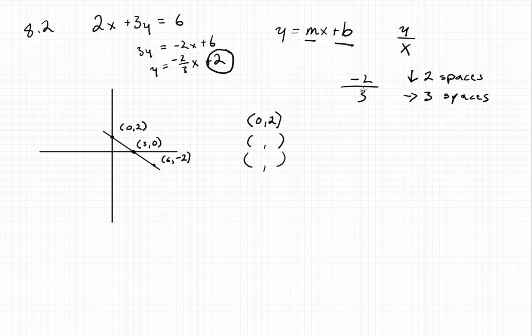So let's take the x side. The x is a positive 3. Okay, so 0 plus 3 is 3. 3 plus 3 is 6. Negative 2, so we're going to apply negative 2 to the y side. 2 minus 2 is 0. 0 minus 2 is negative 2. Aren't those the same points we just got?